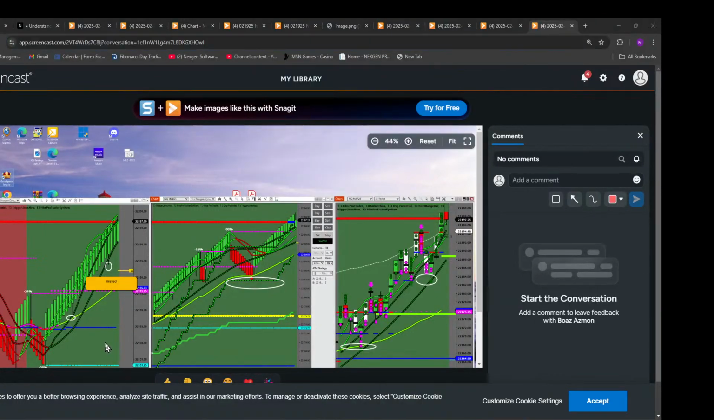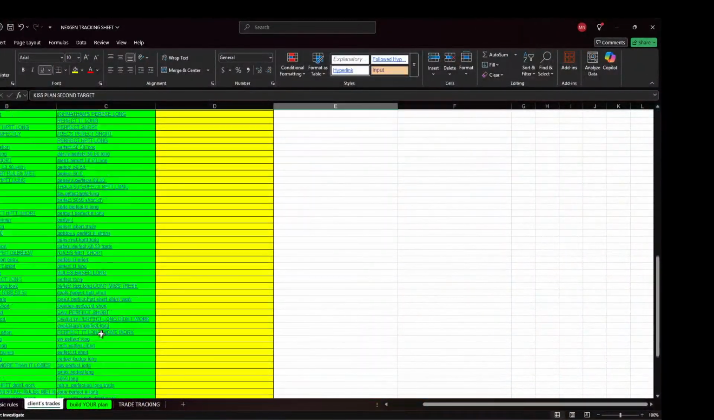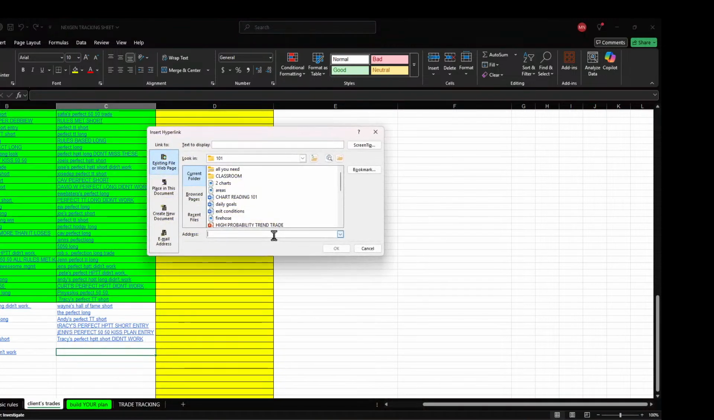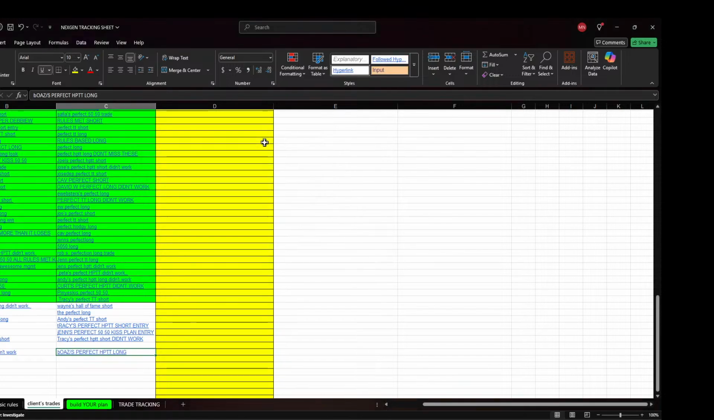I want the world to see your trade here, Boaz. I want my new users to be able to come back and see that pattern and say to themselves, this is Boaz's perfect high probability trend trade long. Whether you got it or not, that's a pattern I want to study because it's perfect. Beautiful work.